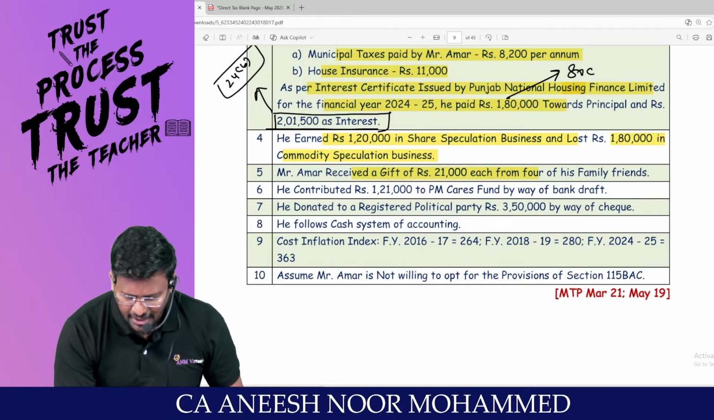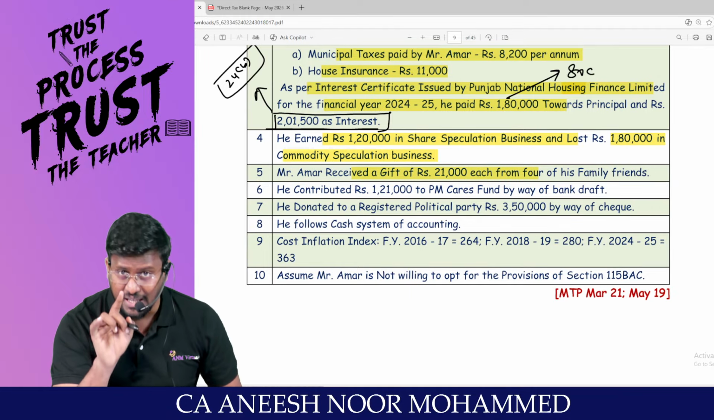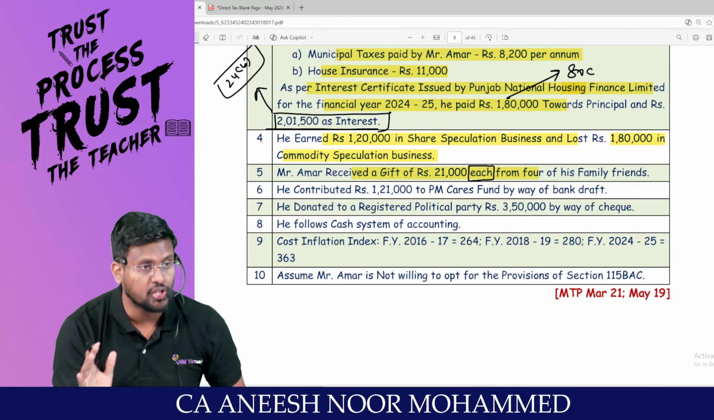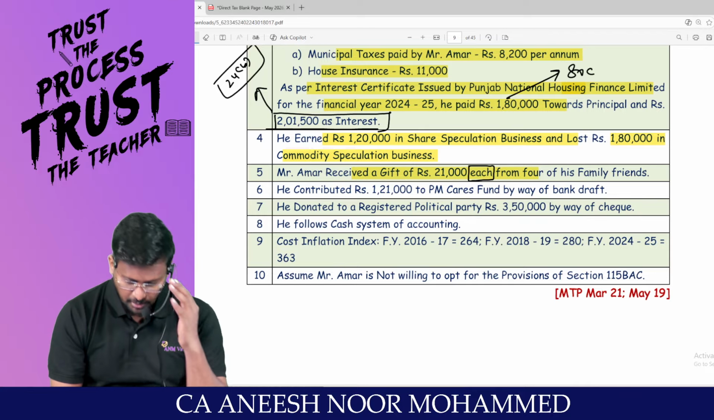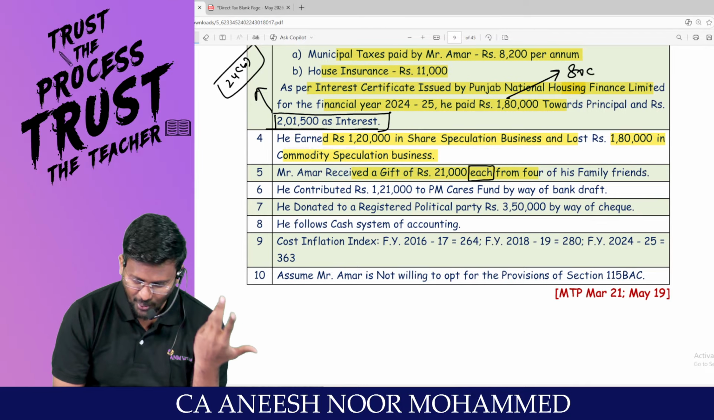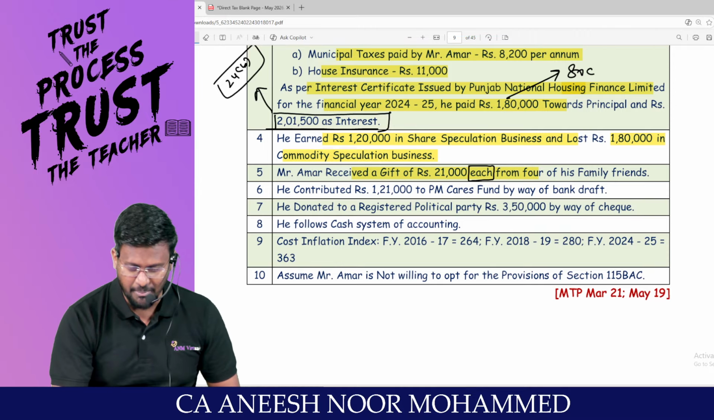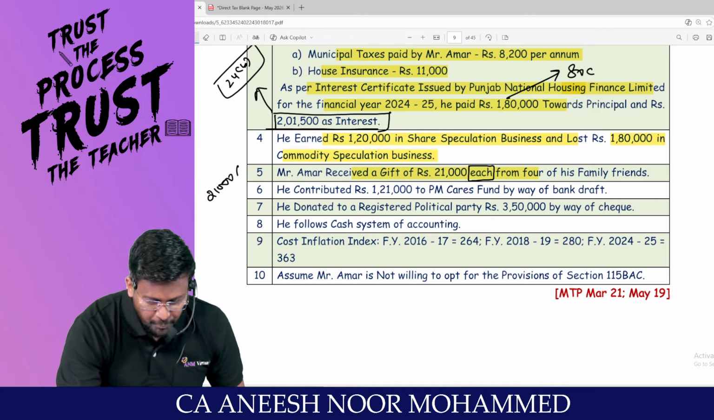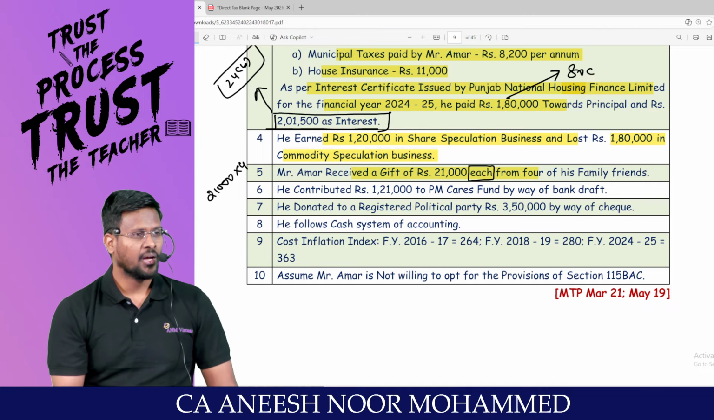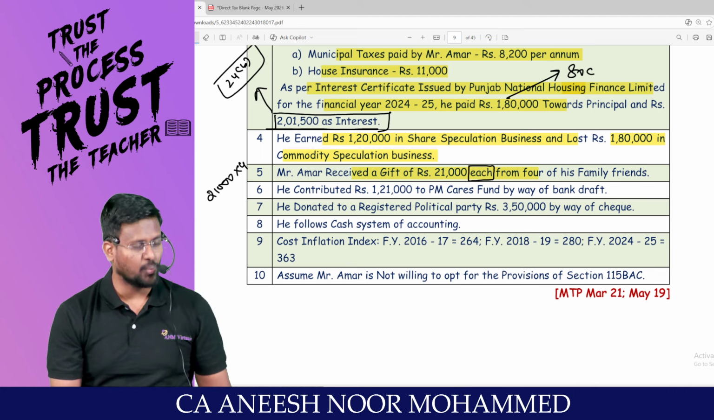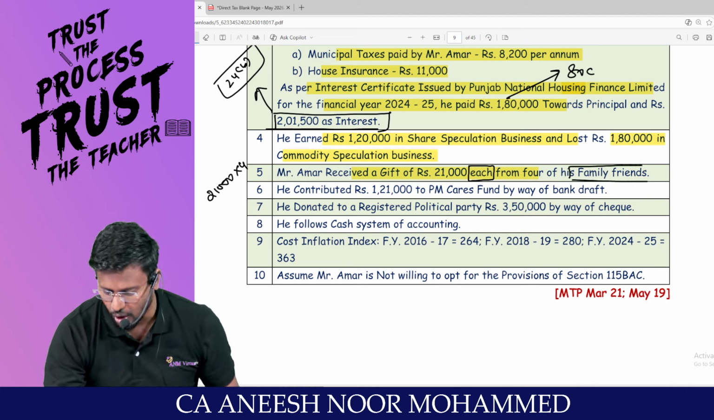Amar received a gift of 21,000 each. In the examination hall, many students will not be able to see this word, each. When they come out only, they will say so. So each from 4 of his family friends. So 21,000 into 4, which exceeds 50,000. Section 56 subsection 2 clause 10 will happily be applicable. Tax it under the head what? IFOS, because these guys are not relatives.